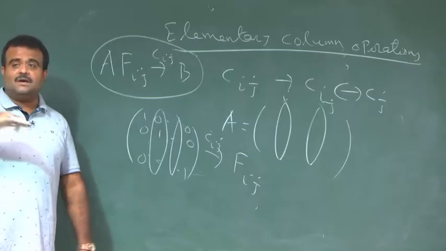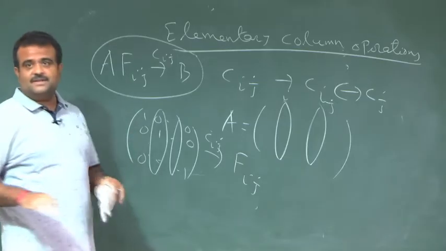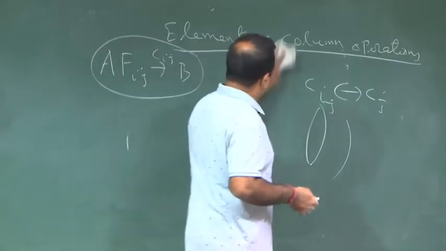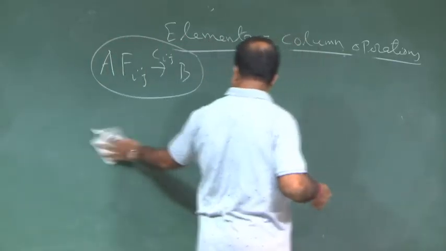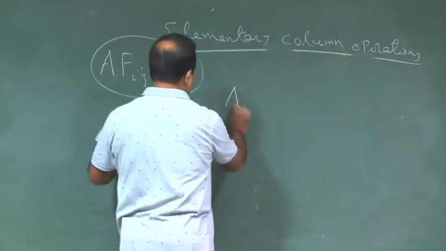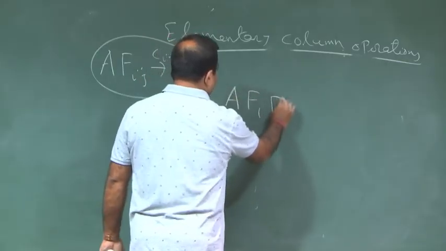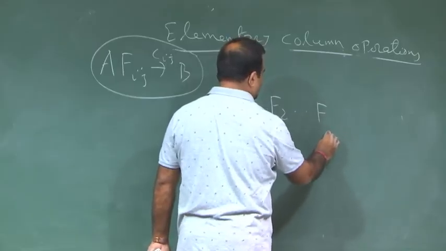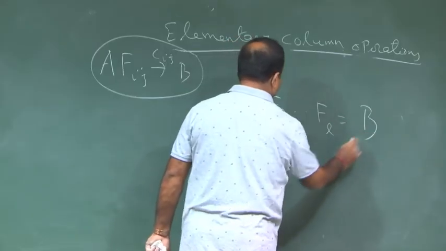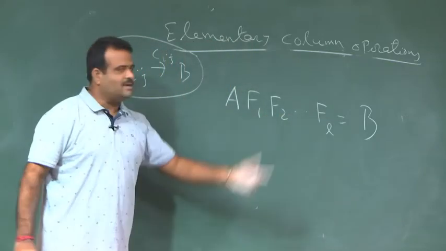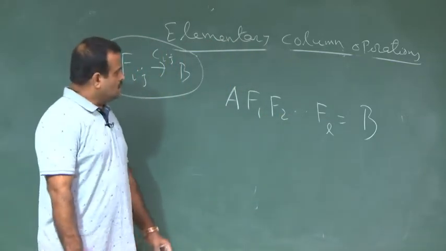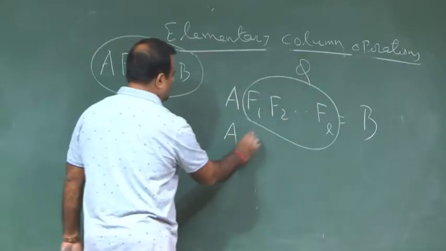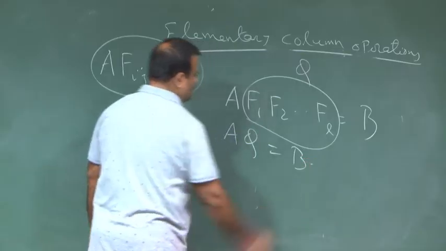So, if we apply only column operations on this matrix A, eventually we will get the column equivalent echelon form. We keep on applying F1, F2, up to FL, say. These are basically the elementary column operations. If we denote this product by Q, then AQ is equal to B.